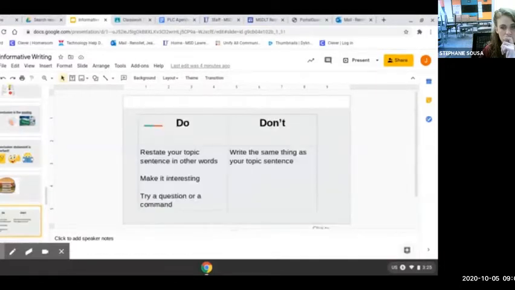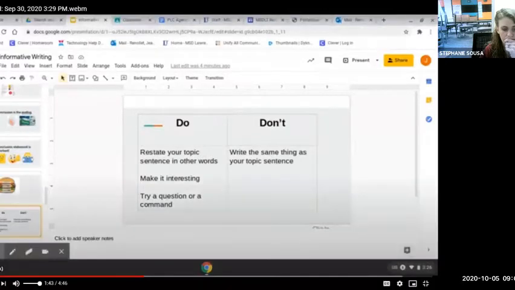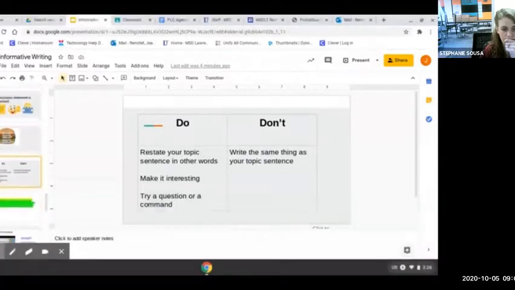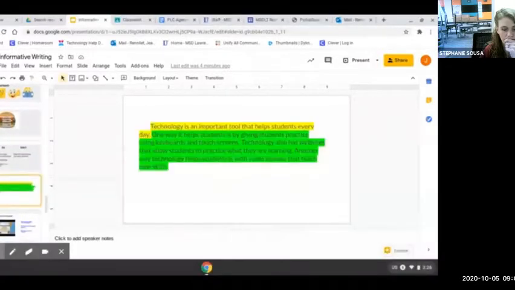When you are writing a conclusion statement, here are some things to think about. You don't want to write the same thing as your topic sentence. That's boring, and nobody likes to read boring writing. Here are some things you do want to do. Restate your topic sentence using other words. Make it interesting. Try asking a question or giving a command to your readers. Let's look at an example together.